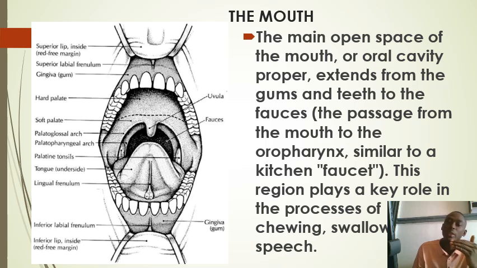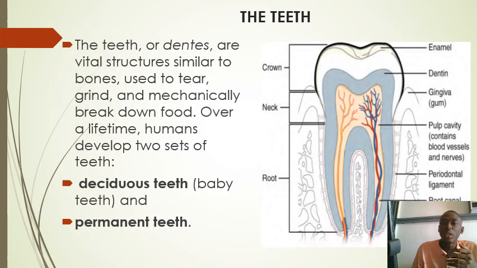So that is where the digestion first takes place. Carbohydrates are being broken down, the starch digesting in the mouth, where it's being acted upon by the amylase, carrying on all the way into the stomach. So this region plays a key role in the process of chewing and swallowing.